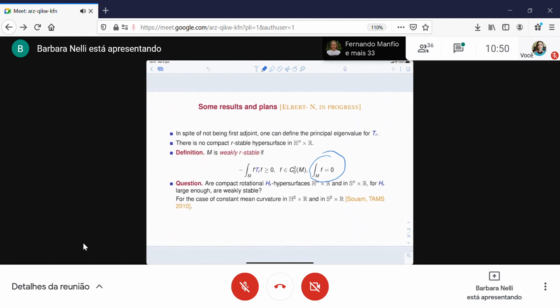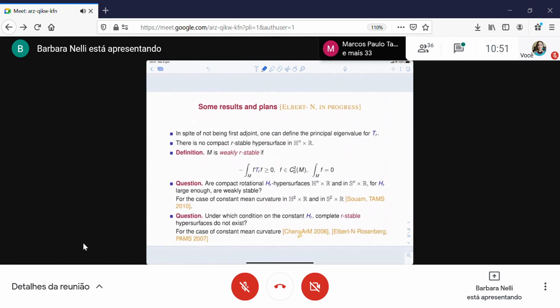First, are compact rotational H_R hypersurfaces, for H large enough, weakly stable or not? For example, this is a result in H2 cross R and S2 cross R for the case of constant mean curvature: they are weakly stable. And the big question that we would also like to address is this one: under which condition on the constant H_R do complete stable hypersurfaces not exist?